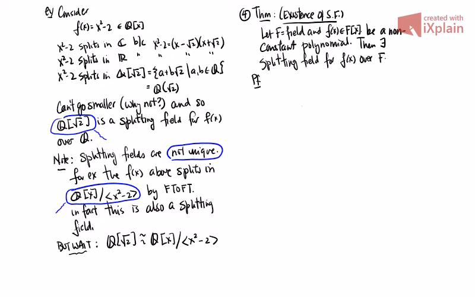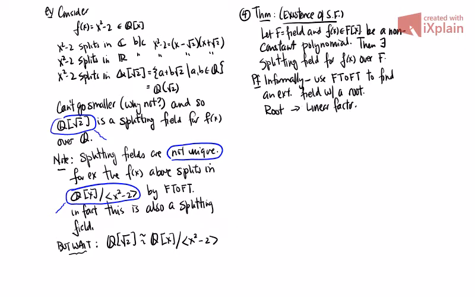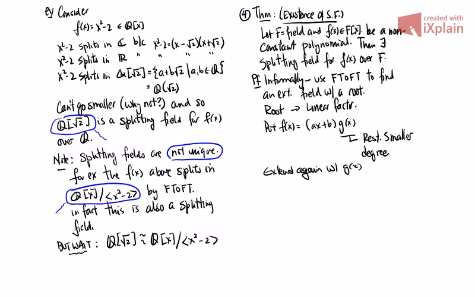So the proof, I'm not going to do the proof other than to say it should make sense at this point, and it's inductive in nature. Informally, what we do is use the fundamental theorem of field theory to find an extension field with a root. The root gives you a linear factor. Factor it out. In other words, put f of x equal to that linear factor times the rest. This is the rest, which will have smaller degree. And then keep going with g. In other words, extend further until we basically run out of nonlinear terms.